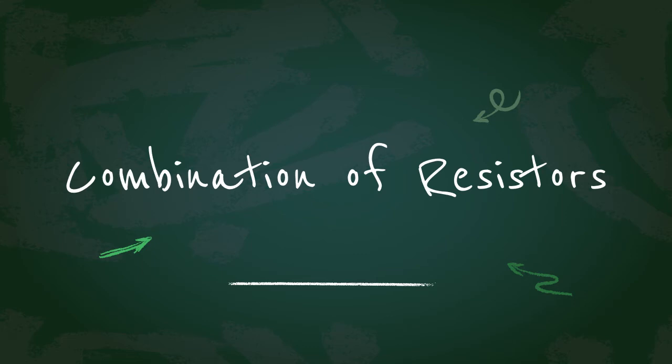Hi, in this video, we'll be talking about combination of resistors. What are resistors? Well, resistors are electrical components that inhibit the flow of current. They are used to control the amount of current that flows in the circuit. And different combinations of resistors, be it in series or in parallel, will give us a different equivalent resistance or the total resistance.